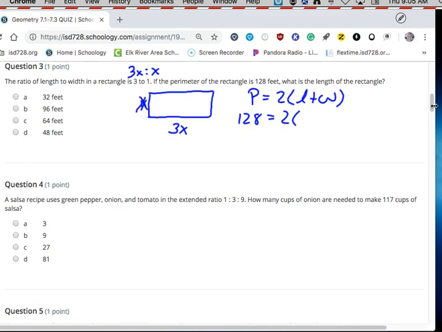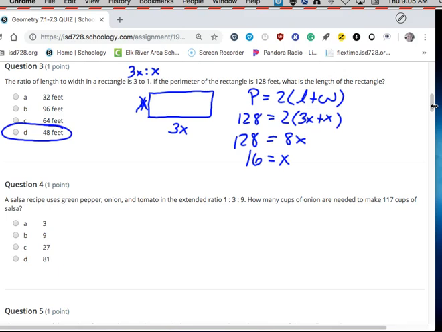I've got length, which is 3x plus x, and so I got 4x times 2, which is 8x, and 128. Well, I take my 128 and I divide by 8, and I find out that x is 16. So x is 16, and they're asking me here, what is the length of the rectangle? And the length is 3 times 16, and it should give me 48 feet.